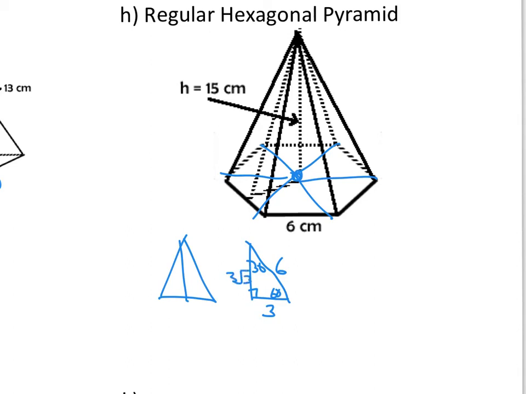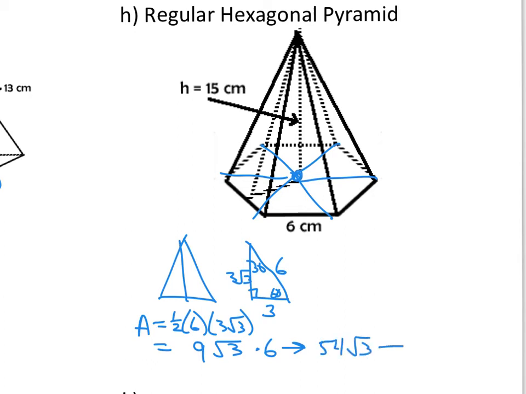So the area of one triangle would be 1/2 times the base of 6 times the height of 3 radical 3. Carrying along the radical 3 and multiplying the numbers, half of 6 is 3, and 3 times 3 is 9. But then to get the full base, we have to multiply by the 6 triangles. So multiplying 9 times 6, I'll get 54 radical 3, and that's my base.